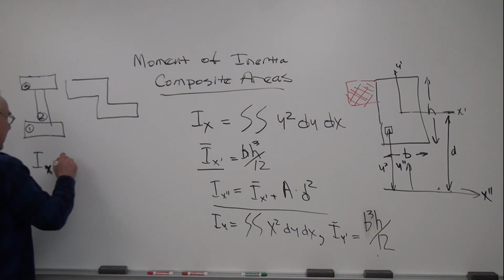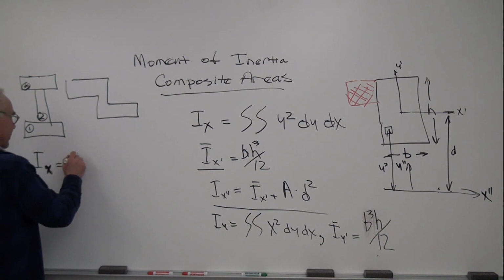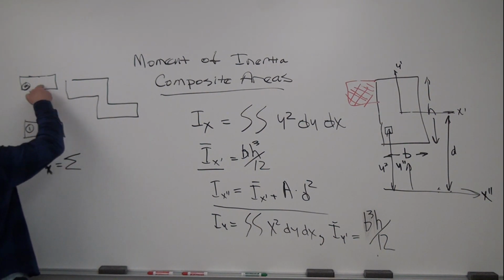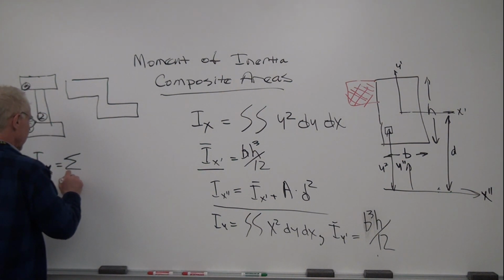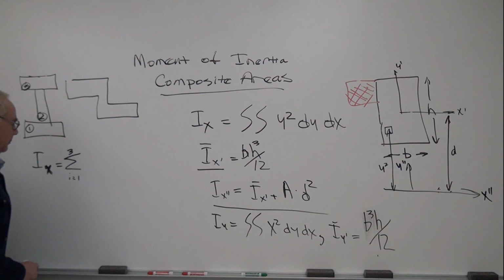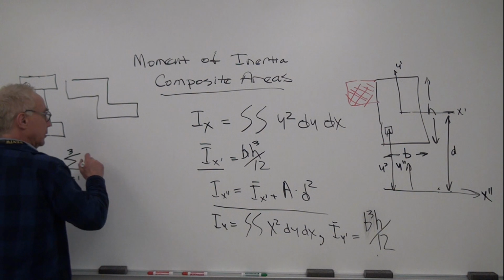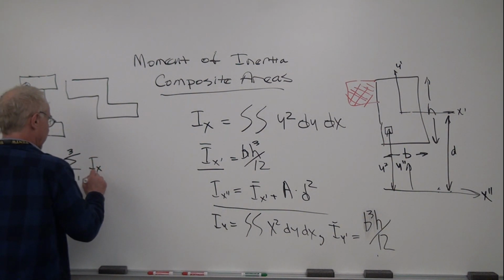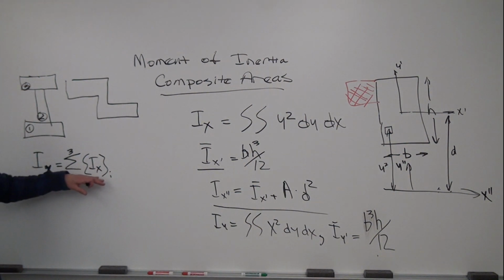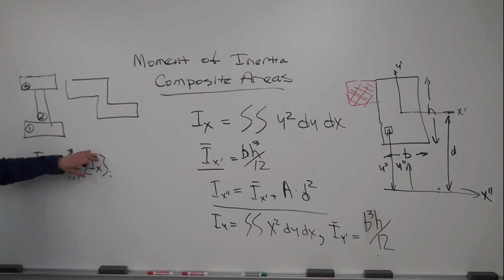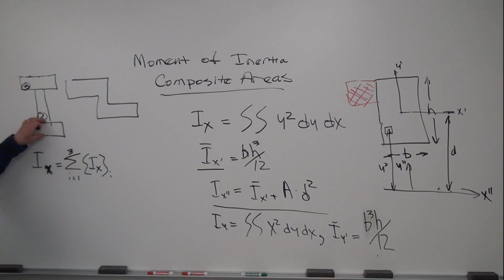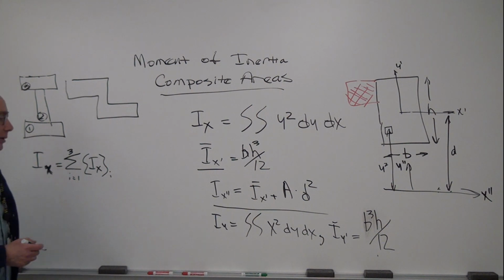So in this case, we can say that Ix equals a summation, and there are 3 components. So we'll go from i equals 1 up to 3 of the moment of inertia of each of these components. So I'll write that as Ix, and I'll put the i like that. So it's a summation of the Ix values of each component. Basically, you evaluate the moment of inertia for this one, the moment of inertia for number 2, the moment of inertia for number 3, and you add them together.